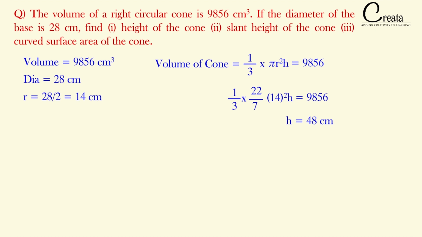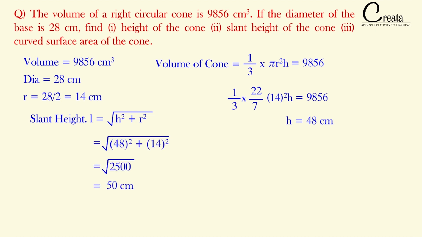Let's move to the second part, that is the slant height of the cone. Here we know the h and r, that is height and radius of this cone. Can we apply the Pythagoras theorem and find the slant height? So we got the slant height as root of h square plus r square. We know h and r, let's put the value. We got the slant height as 50 cm. We got the second part of this question.